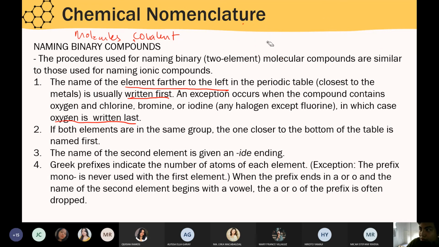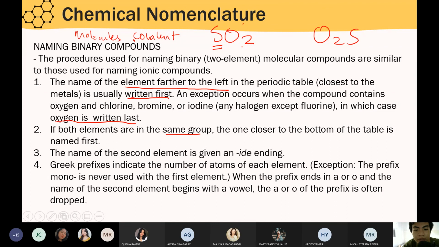How about if they are on the same column? For example, sulfur and oxygen. Sulfur is below oxygen, so they are in the same group. However, sulfur is heavier than oxygen. If they belong in the same group, the heavier element should be written first. So it's not O2S, rather it should be written as SO2. The heavier element should be written first.